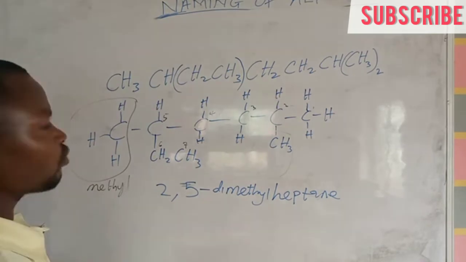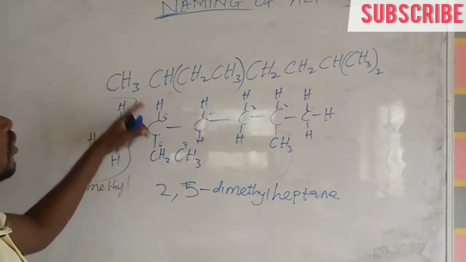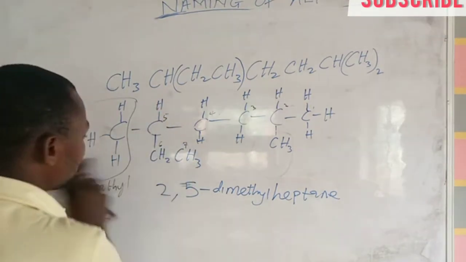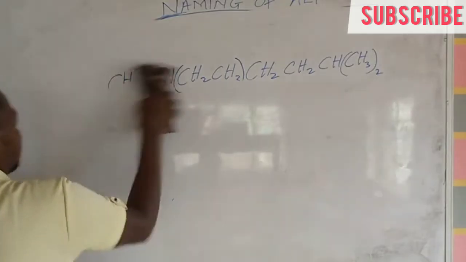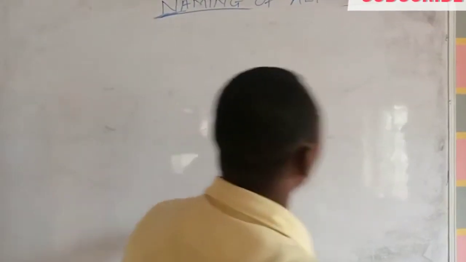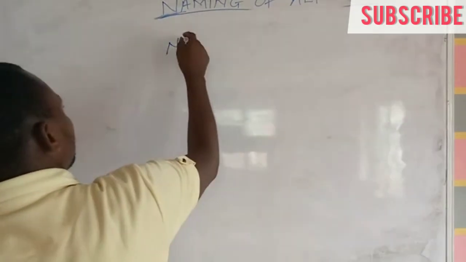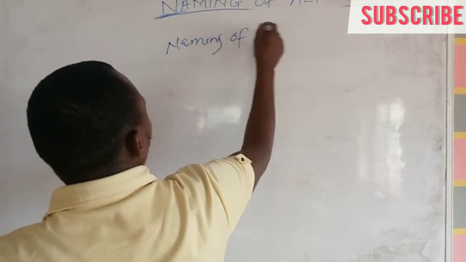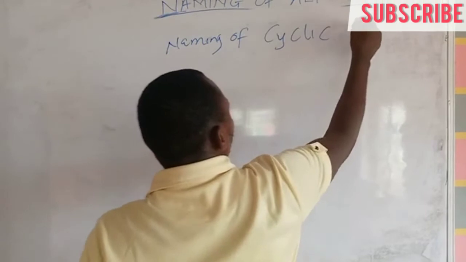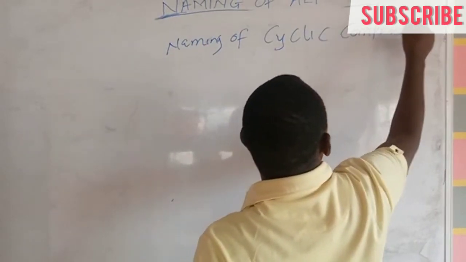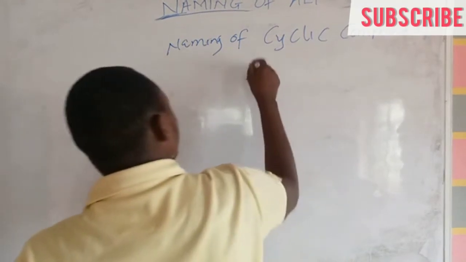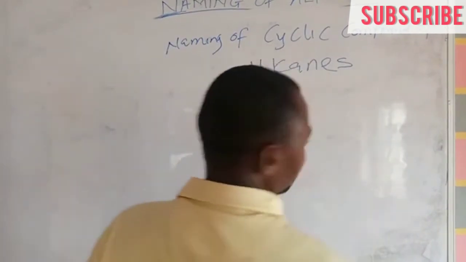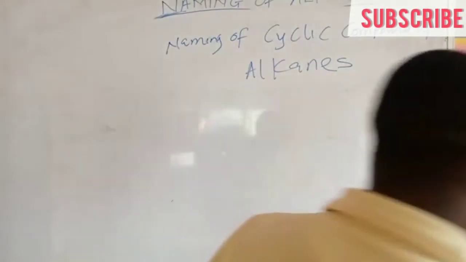Let me also take you through naming, because this is just a branched chain and a straight chain. We can also name cyclic compounds. Naming of cyclic compounds of alkanes.